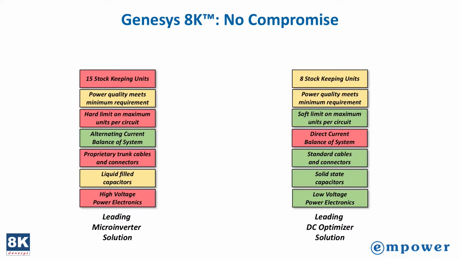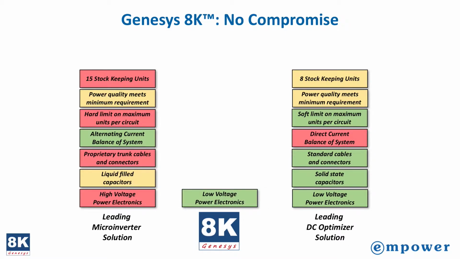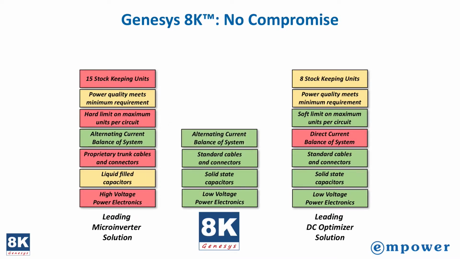The Genesys 8K modular smart home energy platform streamlines deployment without compromise. Genesys 8K is engineered with 100% low-voltage power electronics. Genesys 8K relies on 100% solid-state capacitors. Genesys 8K uses 100% of industry-standard cables and connectors. Genesys 8K is built on 100% standard alternating current household electrical balance of system components. Genesys 8K's series architecture supports a soft maximum limit of the number of PV modules per electrical circuit.